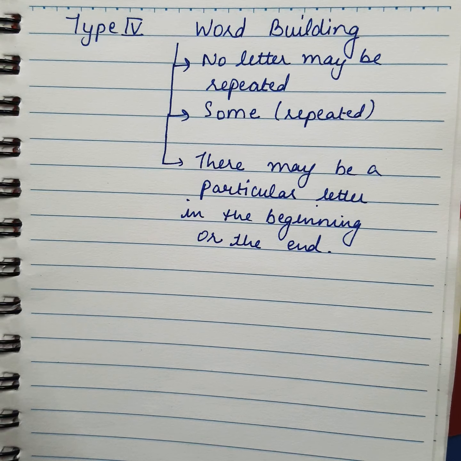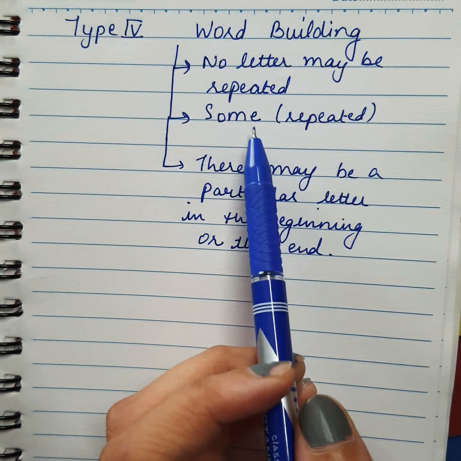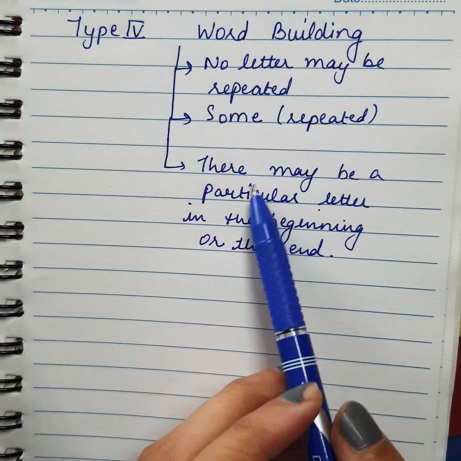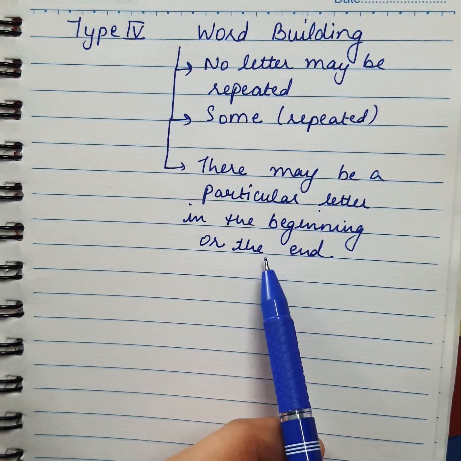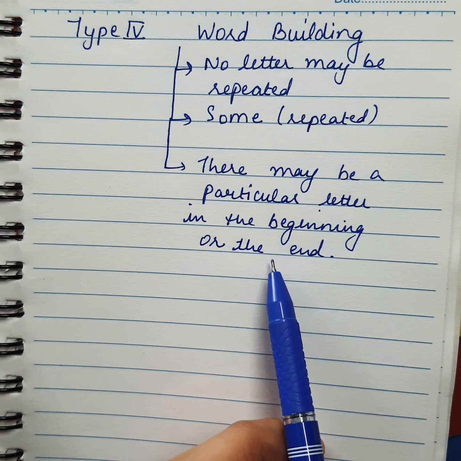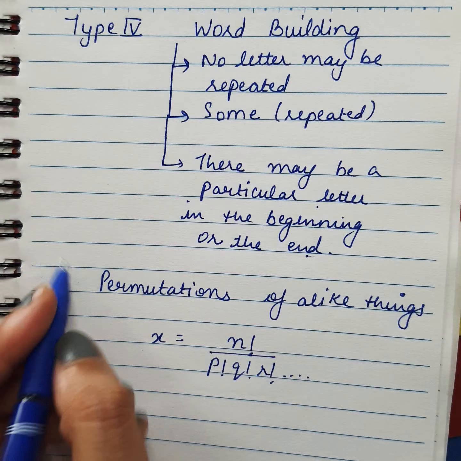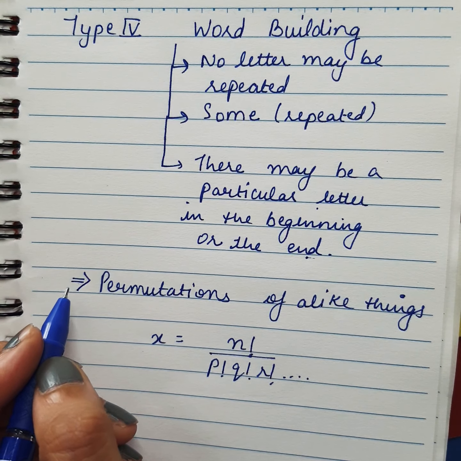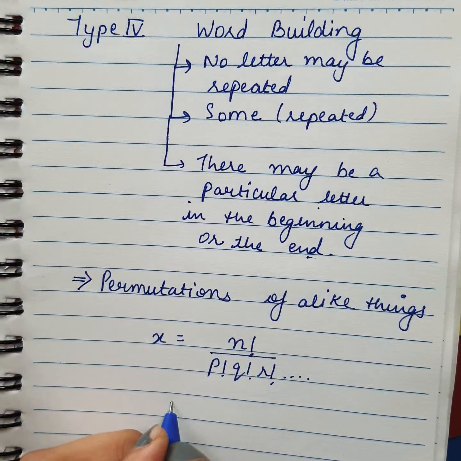Next, type 4 is word building, where the following cases may arise: no letter may be repeated, some letters may be repeated, or there may be a particular letter in the beginning or in the end. These are almost the same cases as for numbers: no number may be repeated, some numbers can be repeated or occur together, or there may be a particular letter or number in the beginning or in the end, the case that we have just done. Now the cases are of alphabets, nothing new. Next topic is permutations of alike things. Suppose we have the word India.